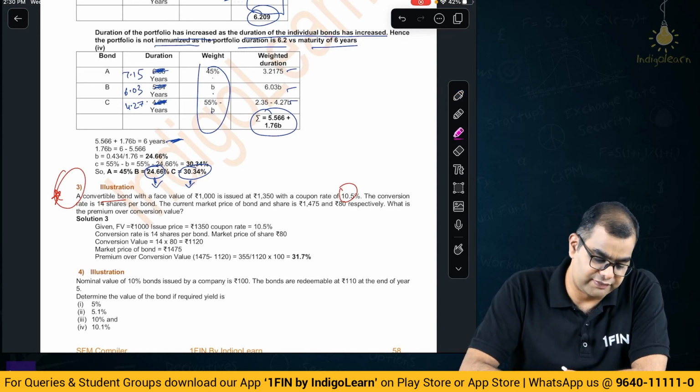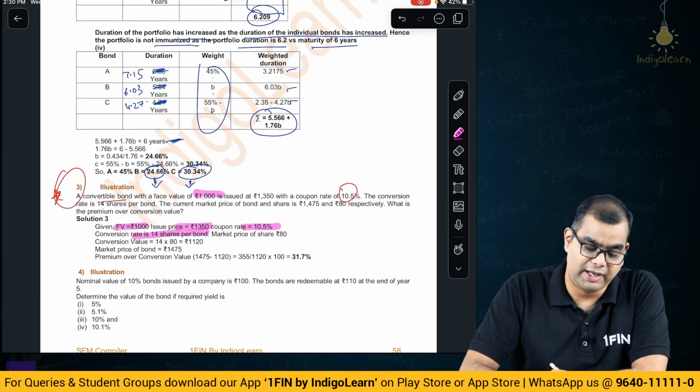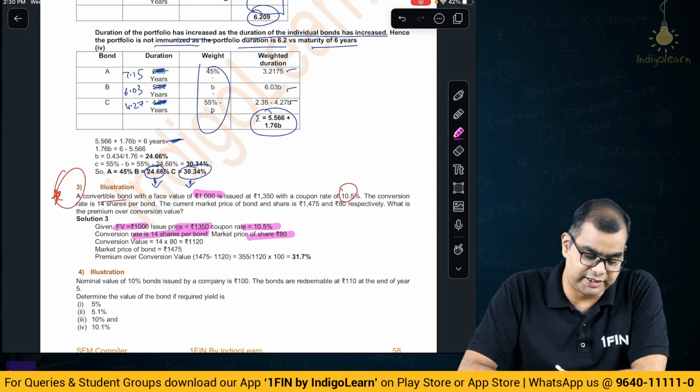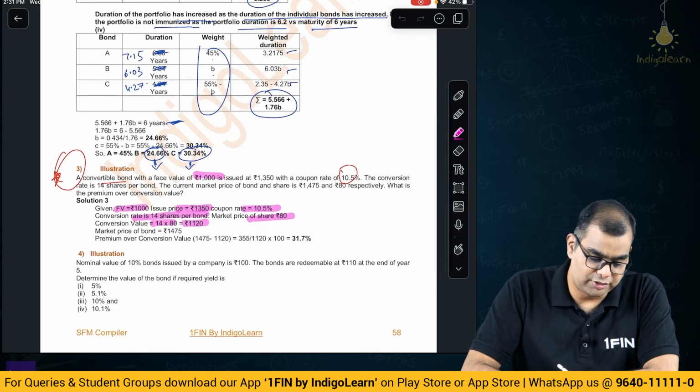Now, let us look at this. Given face value is 1000, that is very clear. Issue price is 1350, coupon rate is 10.5. Conversion rate is 14 shares per bond and market price per share is 80. So, you get 14 shares, each one worth 80 rupees. So, you get conversion value as 14 into 80, which is 1120.